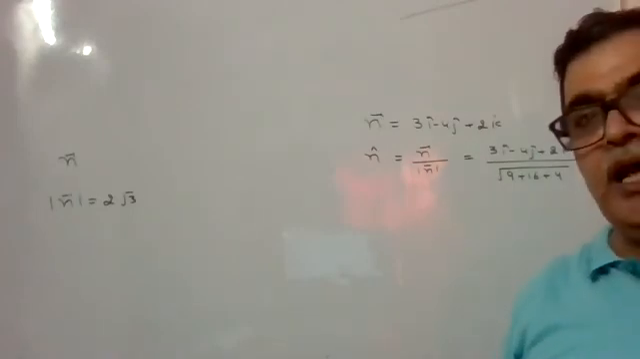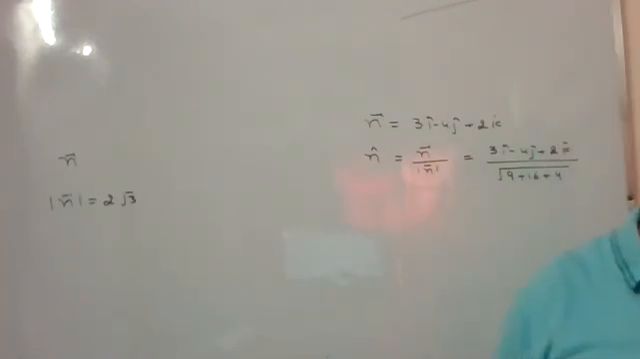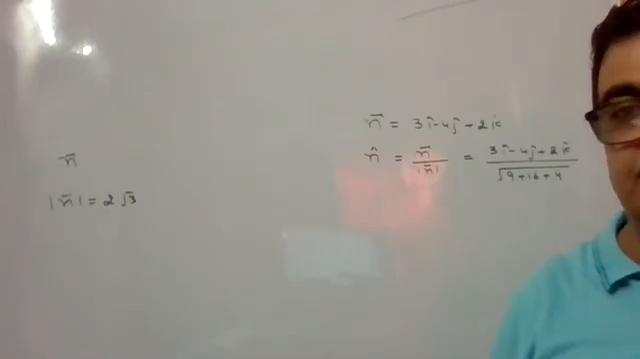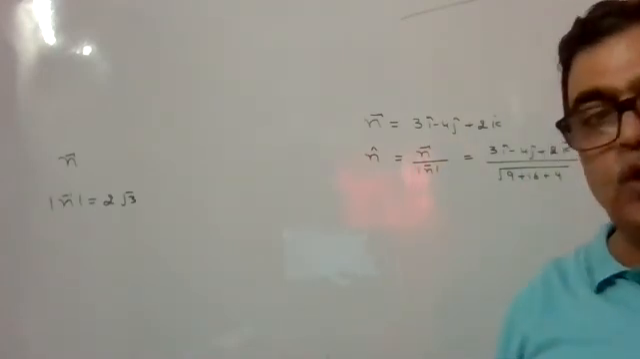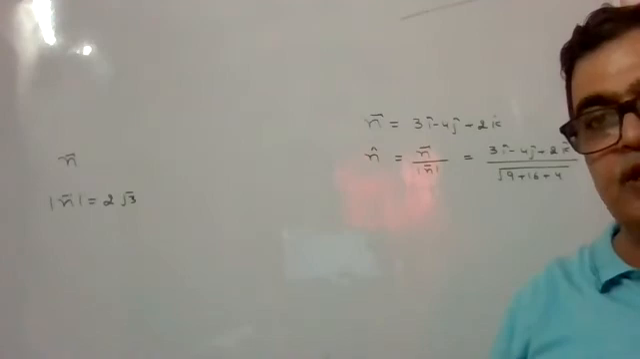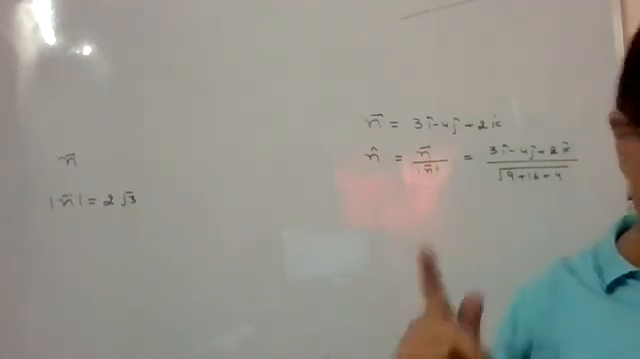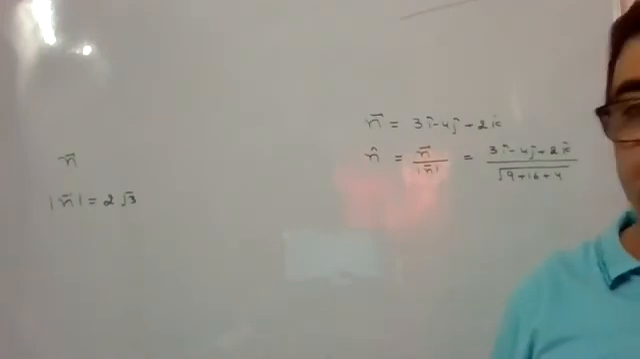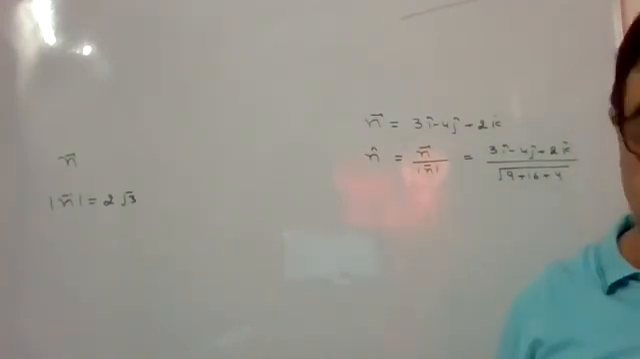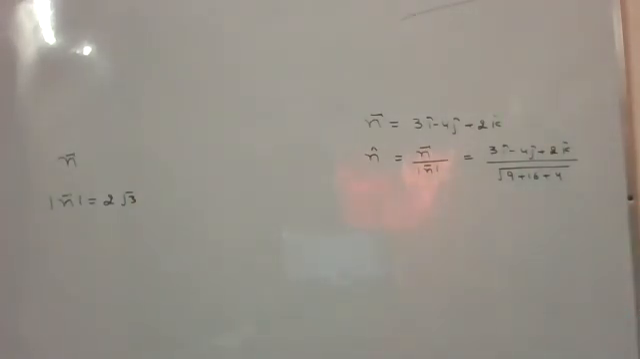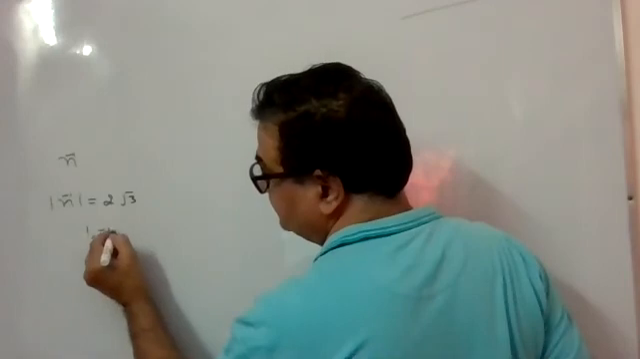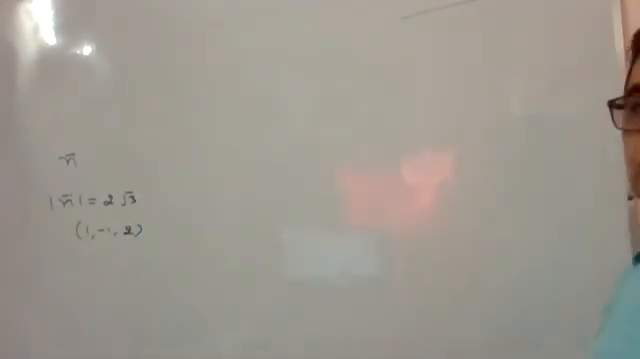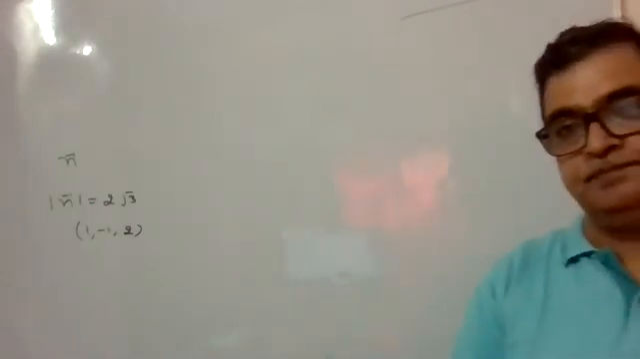it makes equal acute angles with the coordinate axes. Then find the vector and Cartesian equation of the plane passing through the point 1, -1 and 2.